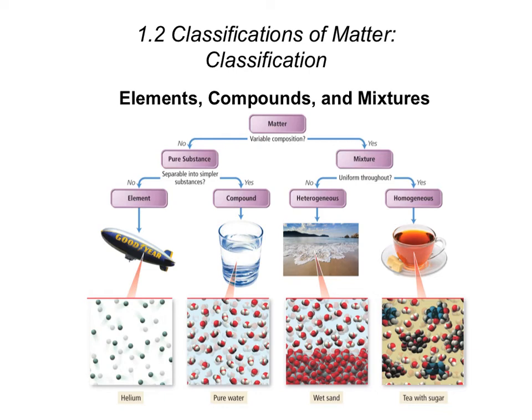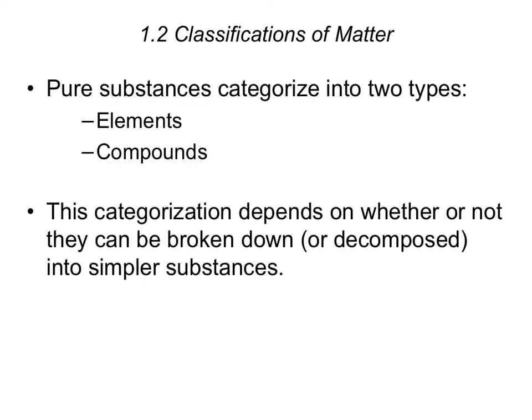So we've gotten through this. If we have a variable composition, we are a mixture; if not, we are a pure substance. We're going to continue down this little pathway. The next question that we ask is, this pure substance, which does not have variable composition, is it separable into simpler substances? If it isn't separable into simpler substances, it's what we call an element. If it is, it's what we call a compound. And again, I will explain what I mean by that.